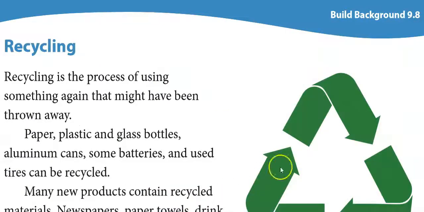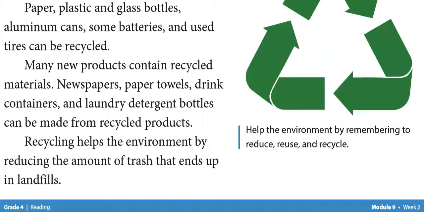All right, so recycling. Recycling is the process of using something again that might have been thrown away. Paper, plastic, and glass bottles, aluminum cans, some batteries, used tires can all be recycled. Many new products contain recycled materials. Newspapers, paper towels, drink containers, and laundry detergent bottles can be made from recycled products. Recycling helps the environment by reducing the amount of trash that ends up in landfills.